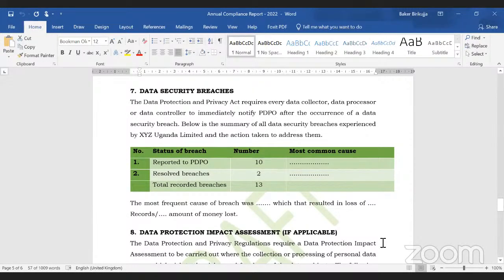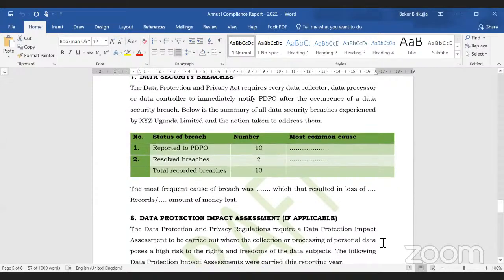Still, you let us know the most frequent cause of the breach, and you can further indicate whether it resulted in a loss of records, so many records, and if any money was lost, or the effect that it had on the data subjects from whom you collected this information.